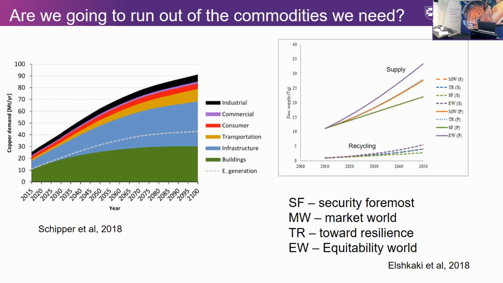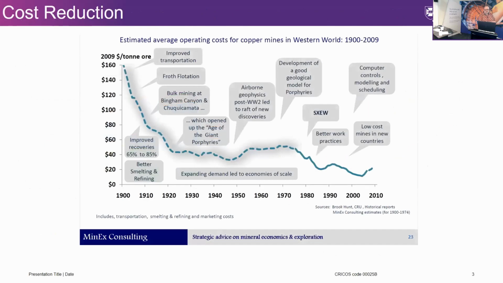And then I've already shown this Elshkaki diagram, and a couple of other people have as well, just showing our current situation with respect to recycling. So we're not going to be able to meet our demand through recycling. This is another one that I've shown previously.